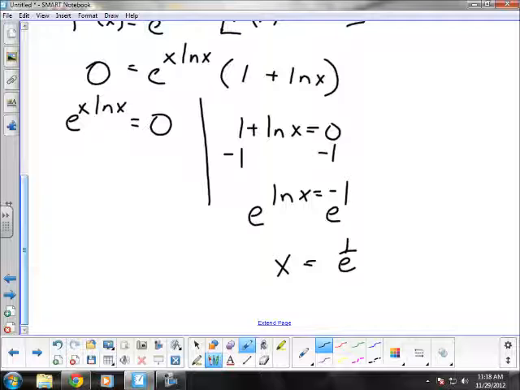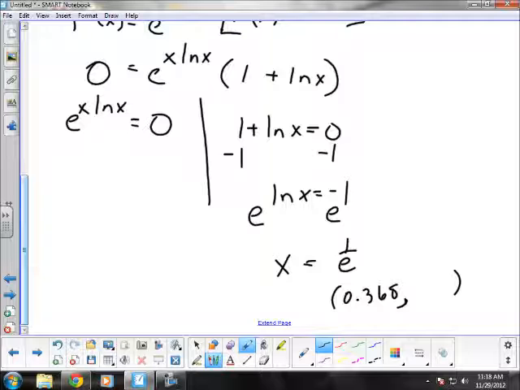Okay, so that gives me the point 0.368. Is that good enough? All right. But if I'm looking for the point where this has a horizontal, what do I need to do with that value now? Plug it into the original equation to find the y to go with it.